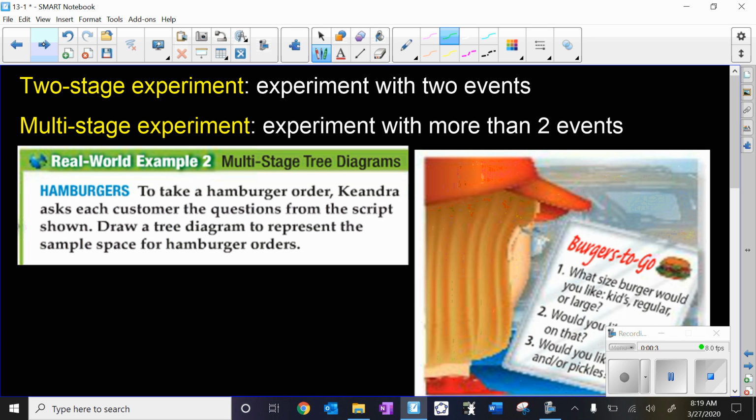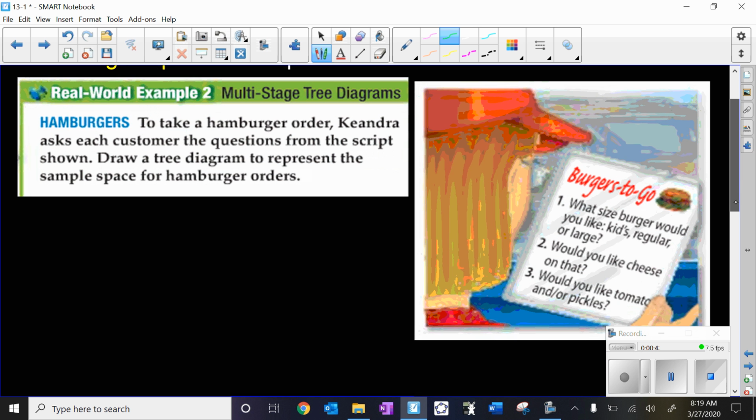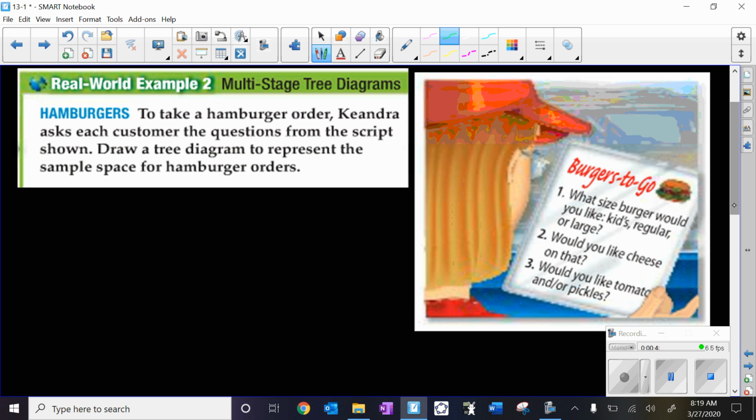So to take a hamburger order, this person asks each customer questions from the script shown. Draw a tree diagram to represent the sample space for the burger order. So if you look at her scenario, she's got three questions: kids, regular, large, cheese or no cheese, and then do you want tomato, yes or no, or pickle, yes or no.